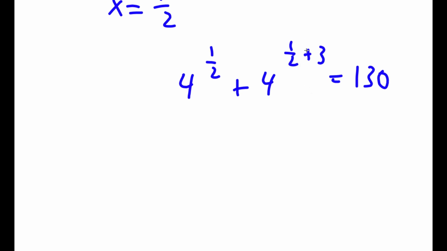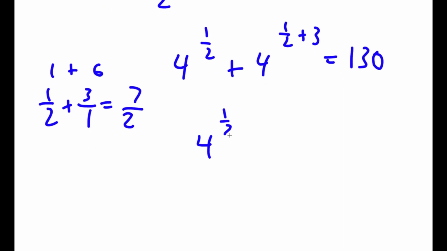Now, 4^(1/2 + 3), well, 1/2 plus 3: 2 times 3 is 6, and 1 plus 6 is 7, so I have 7 over 2. So I have 4^(1/2) + 4^(7/2) is equal to 1/3.